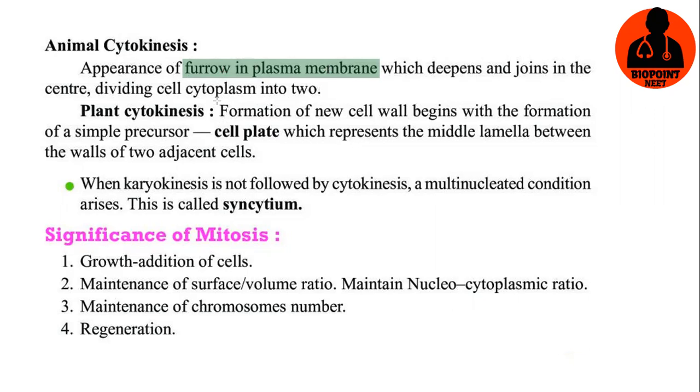The other one, plant cytokinesis, is by the formation of a cell plate, which represents the middle lamella between the walls of two adjacent cells and finally touches the cell wall and helps in its division. So cell plate formation, or plant cytokinesis, is centrifugal in direction. Is that clear, guys?